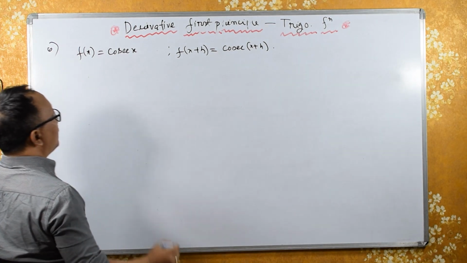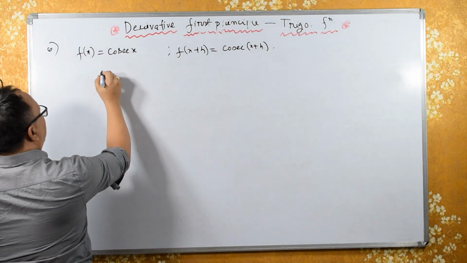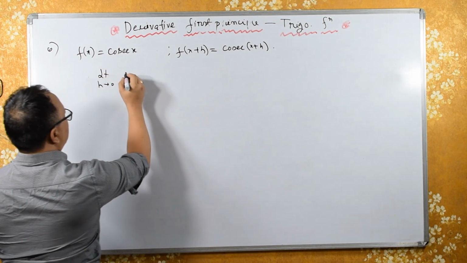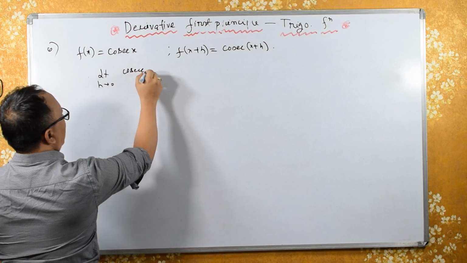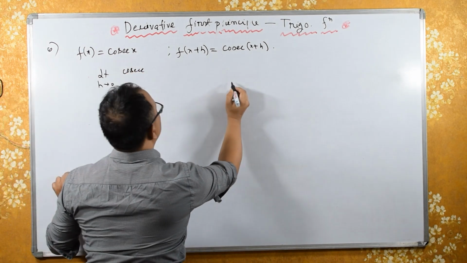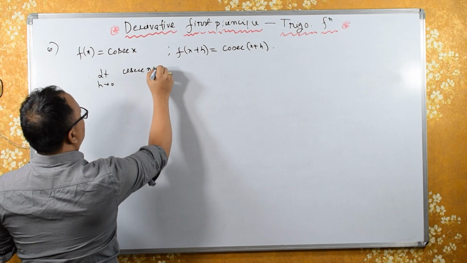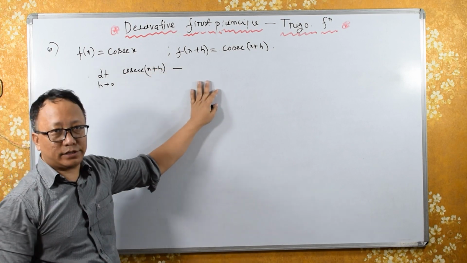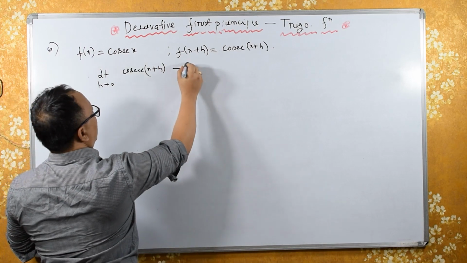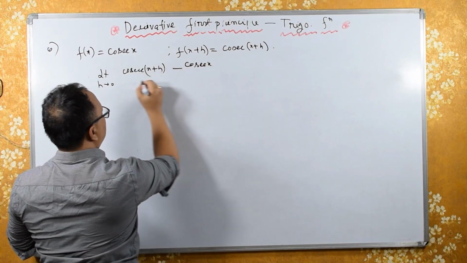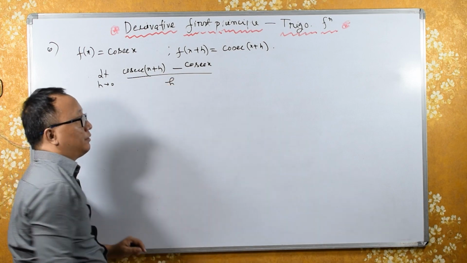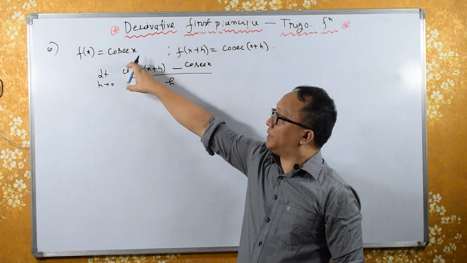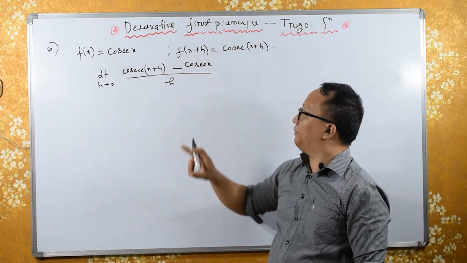By first principle, we have by formula, limit of h tends to 0, f of x plus h minus f of x upon h, which is cosec of x plus h minus cosec of x upon h. What I'm doing is just applying the formula f of x plus h minus f of x upon h.